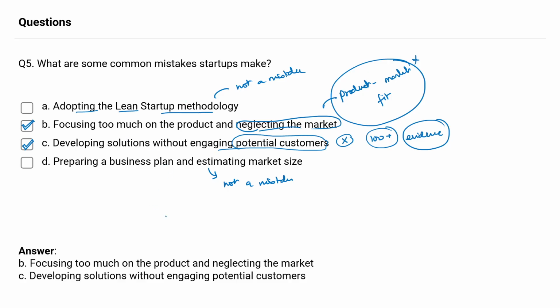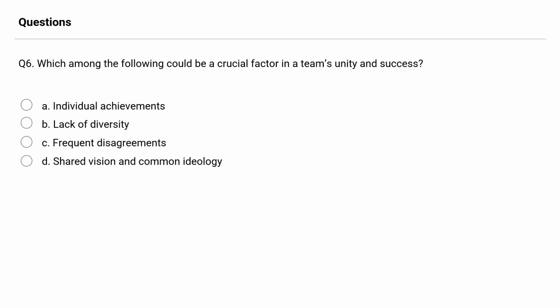So the correct answer to the questions are option B, which is focusing too much on the product, and option C, which is developing solutions without engaging the potential customers. Let's go to our sixth question. Which among the following could be a crucial factor in team's unity and success? Okay. Now we are talking about the crucial factor in a team's unity.